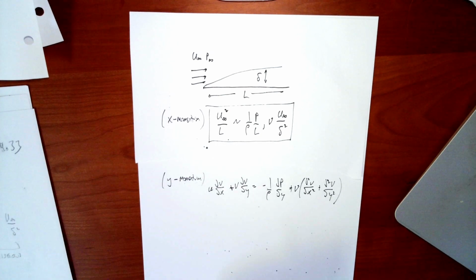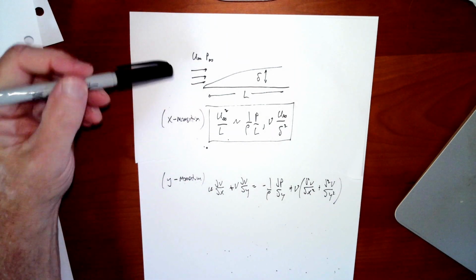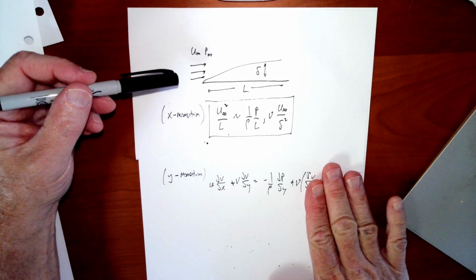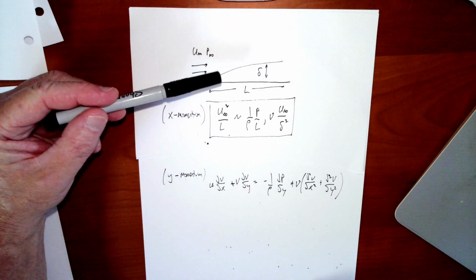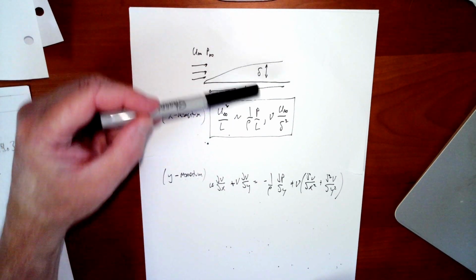So we're still looking at the flow over the plate. We've got U infinity, P infinity flowing over this rigid plate. There's a no-slip condition on the plate. We've got the viscous boundary layer building up above the plate, and we're still trying to get a size for this viscous boundary layer.